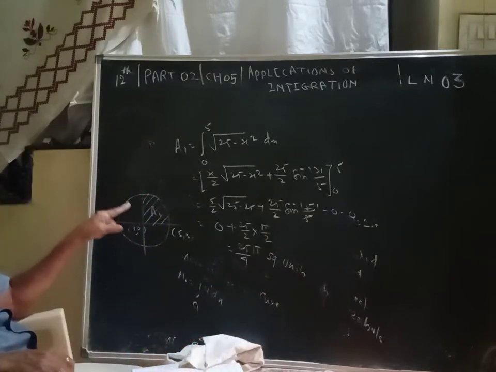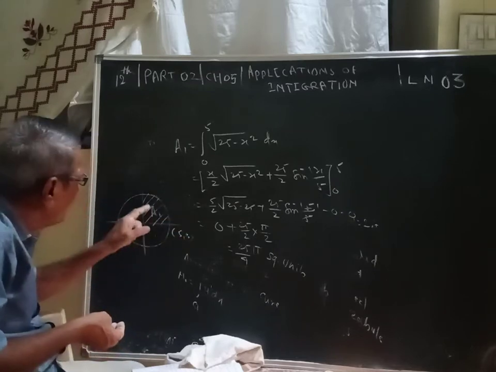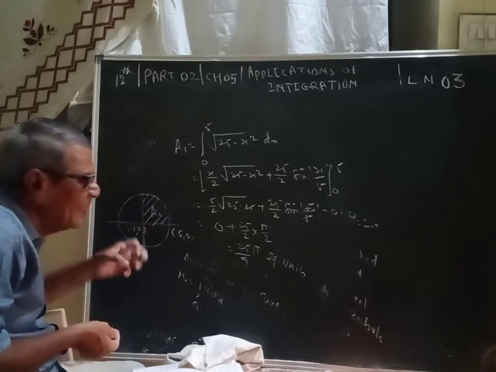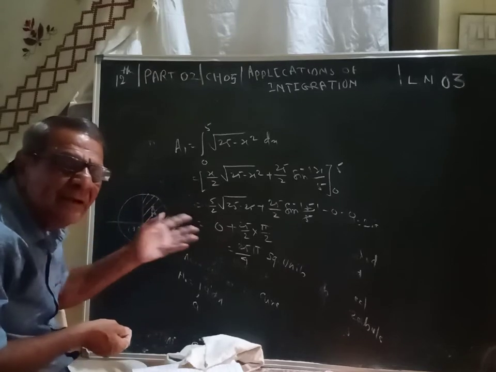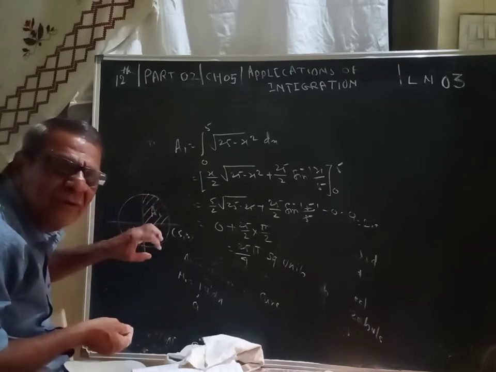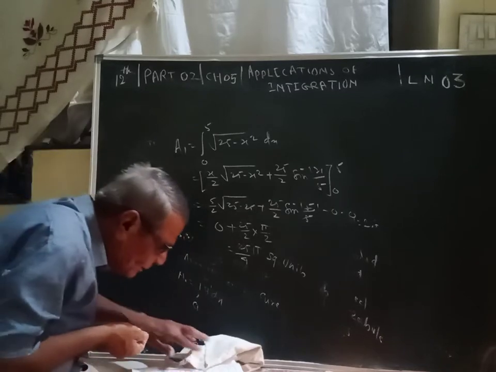If he had asked us to find the area of the circle, by how much would we have multiplied this? 4: 1, 2, 3, 4 equal areas are there. So in order to get the area of the circle by integration, we will have to multiply the area in the first quadrant by 4. And then we get the area of this circle. Okay? Fine.